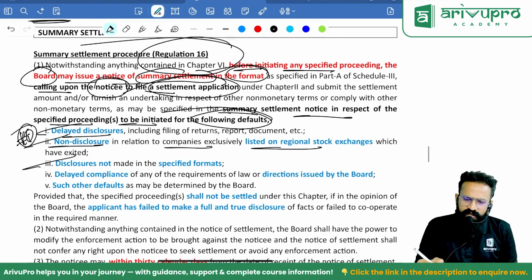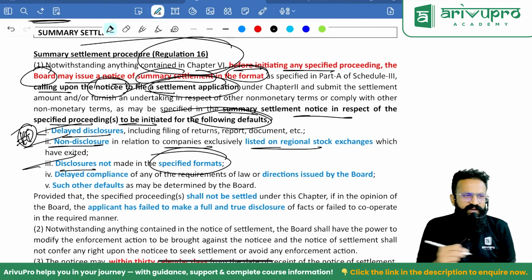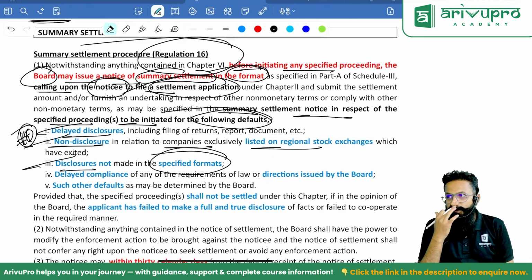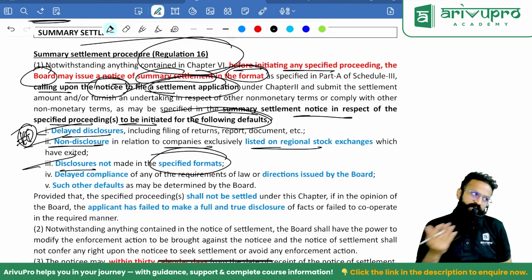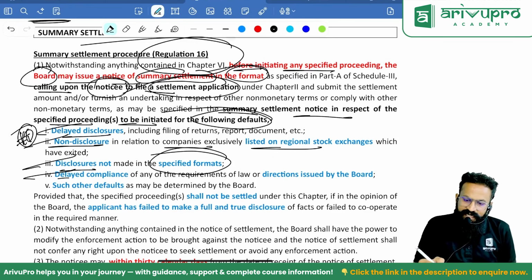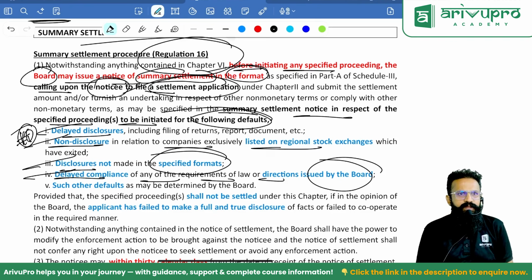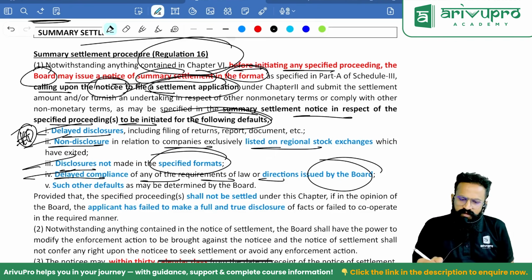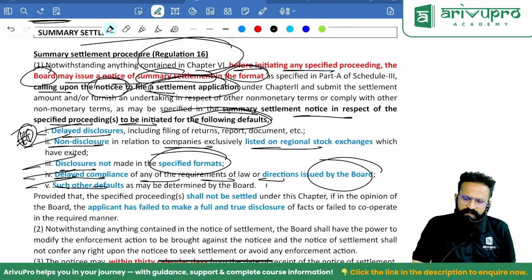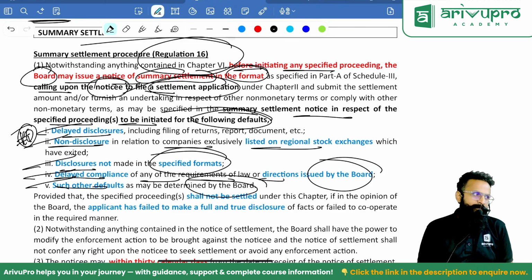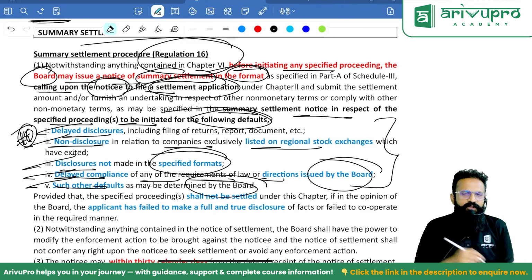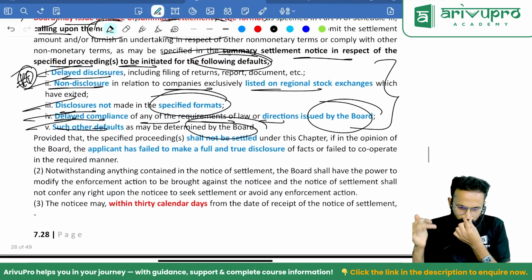Third one, disclosures not made in specified formats. I've clearly told you to give it in format 1, format 2. You did not disclose in that. Fourth, delayed compliance of any of the requirements of law or directions issued by the board. Delayed compliance means, people, I should have followed a particular procedure, I did not follow it. Fifth one, such other defaults as may be determined by the board. Now, in these 5 cases, people, I can go for a summary settlement. Okay. Now, what does it say?